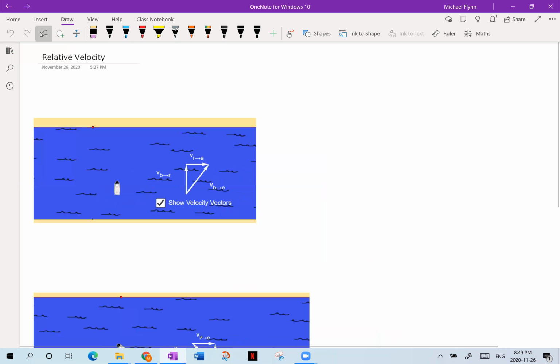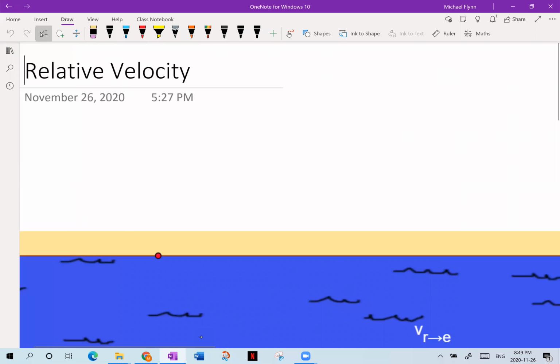Relative velocity. I call these problems AKA airplane and riverboat problems.